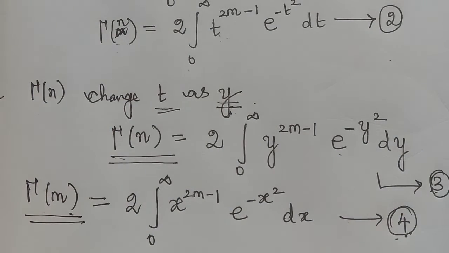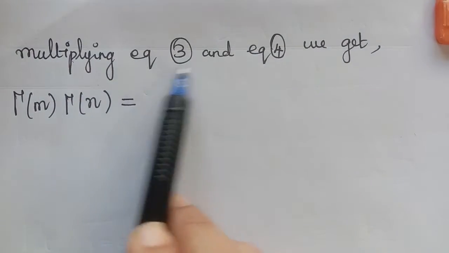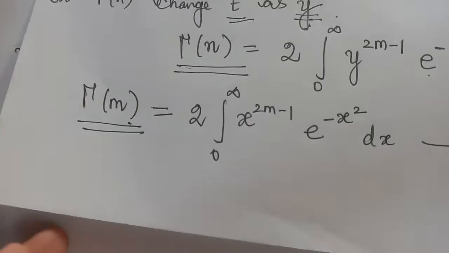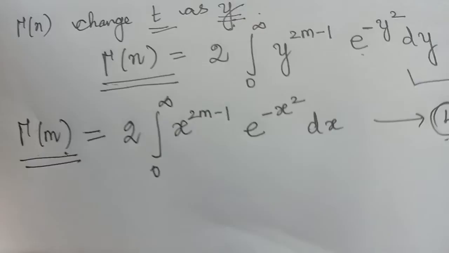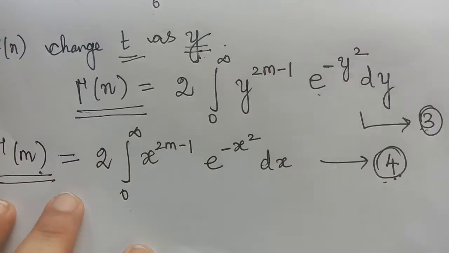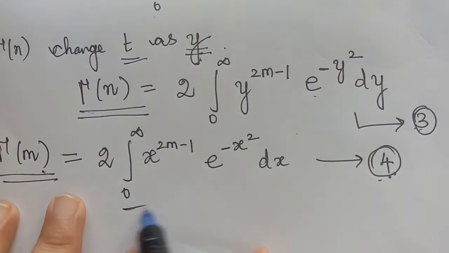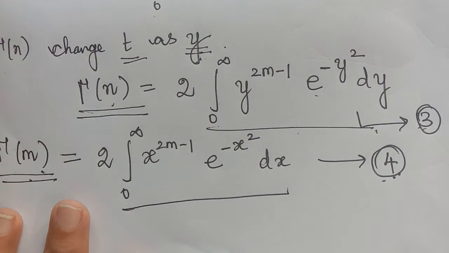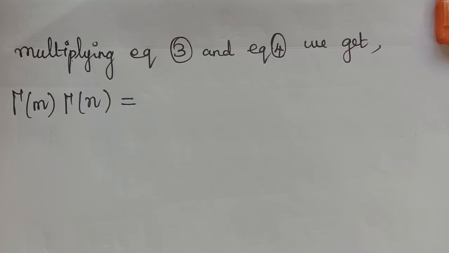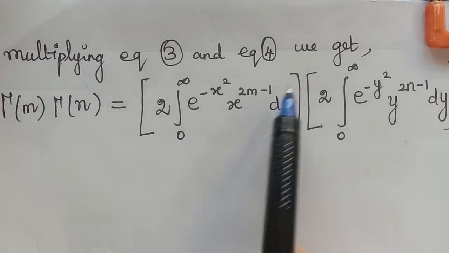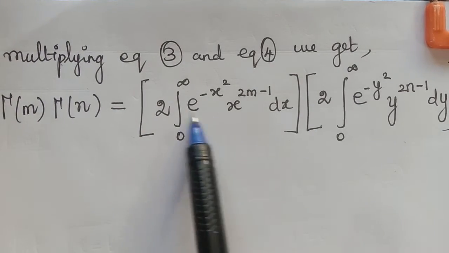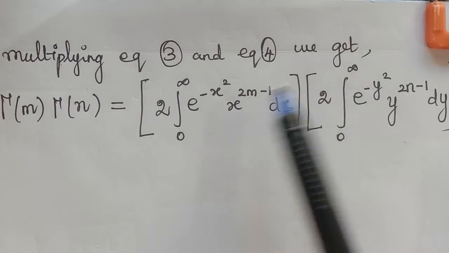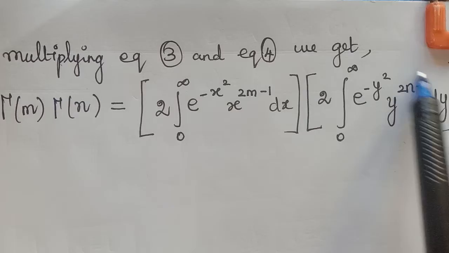So let us do that now. So multiplying equation 3 and 4, we get gamma of m multiplied with gamma of n. What is gamma of m? That is equation 4, this one. And gamma of n is equation 3. Now we will multiply these two in order to find gamma of m multiplied with gamma of n. So I will show you that now. So that is equal to, this is gamma of m. I have just rewritten these two terms, and this is gamma of n. So I am multiplying gamma of m and gamma of n.